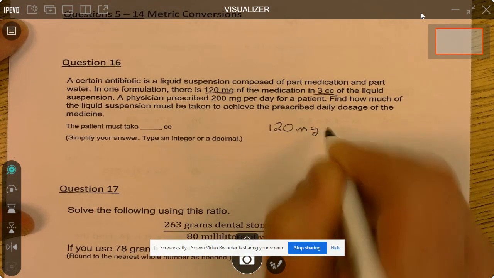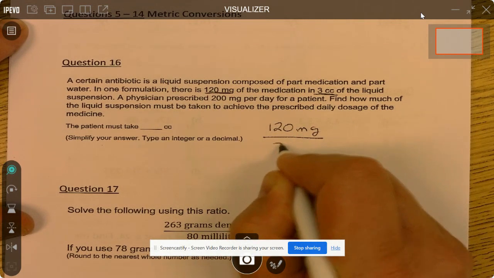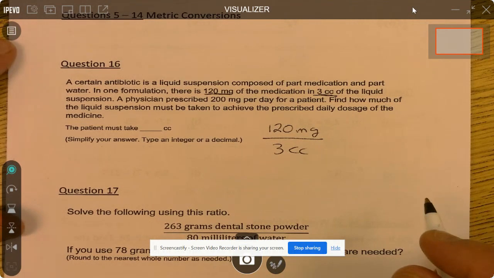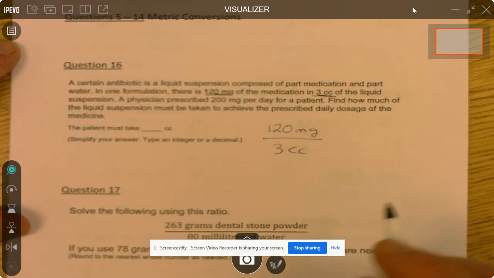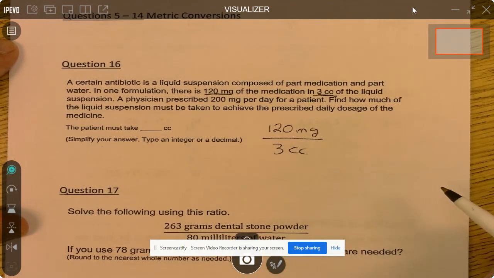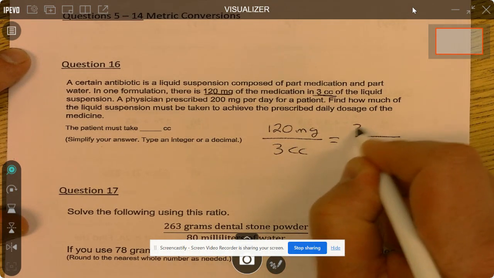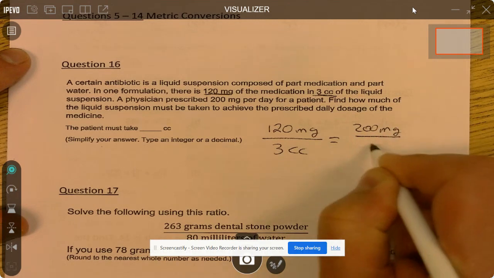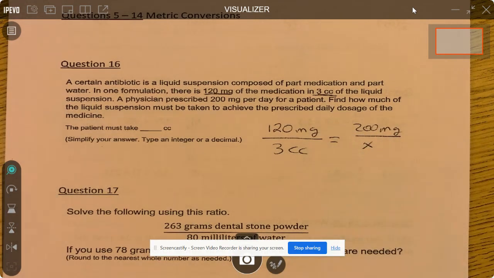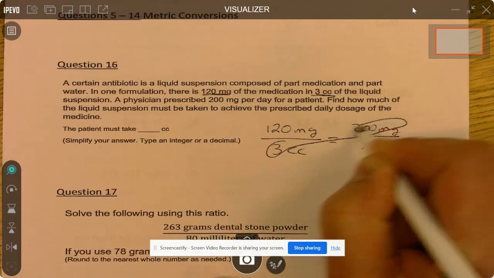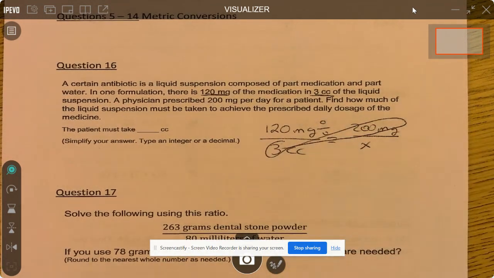Milligrams are mass, which means there's some sort of weight to it. So it's probably some sort of a crystal form. Okay, we're putting crystals into liquid. So I'm writing 120 milligrams over 3 cc's, putting an equal sign there. Then I'm going to put 200 milligrams on the top and an X on the bottom. And I'm going to solve that by doing 3 times 200 divided by the 120.